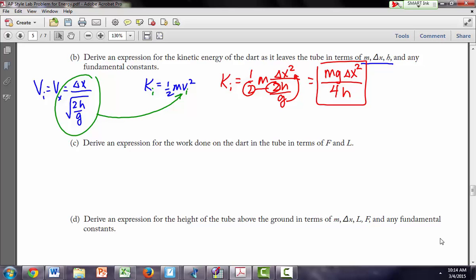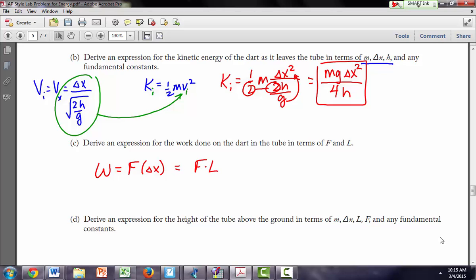All right, next part. Actually, I don't need to clear that because it's right here. Derive an expression for the work done on the dart in terms of F and L. That's easy. Work done on an object is just a force times a displacement, as long as the displacement is parallel to the force that's being exerted. So that's just going to be F times L.